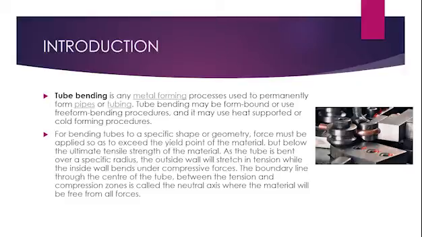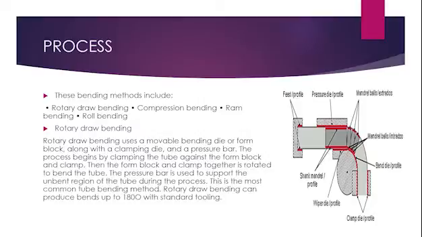As the tube is bent over a specific radius, the outside wall will stretch in tension, while the inside wall bends under compressive forces. The boundary line through the center of the tube between the tension and the compression zone is called the neutral axis, where the material will be free from all forces. Now let's discuss the different methods of tube bending.